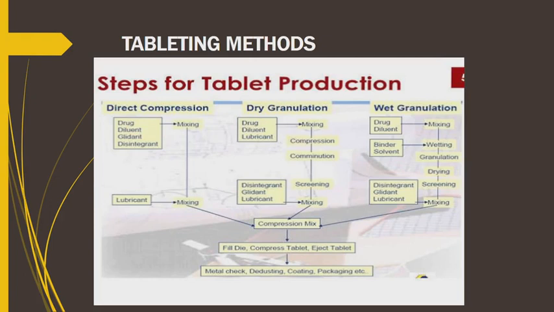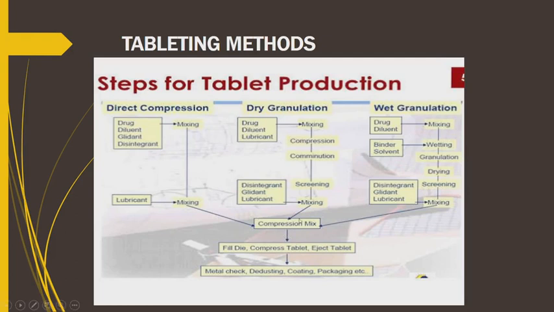First is direct compression. In direct compression, the drug with excipients such as diluents, glidants and disintegrants are mixed using various mixing machinery. In the next step, it is mixed with lubricant, then it is transferred into a compression mix that is going to be compressed, which is followed by filling of the die or the mold of the tablet.